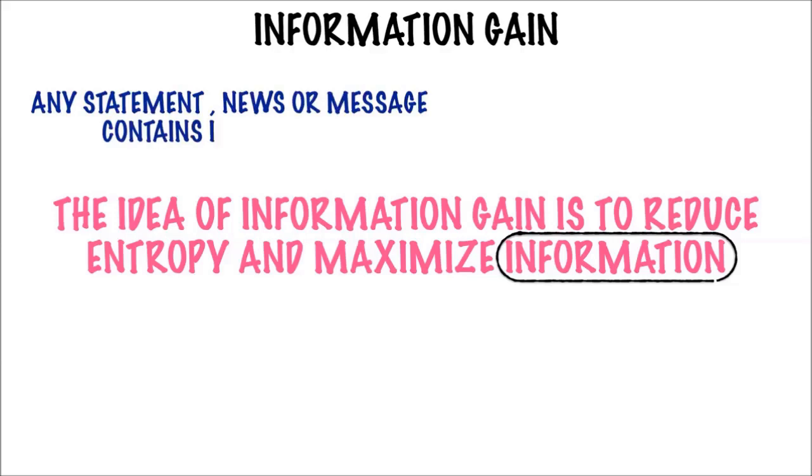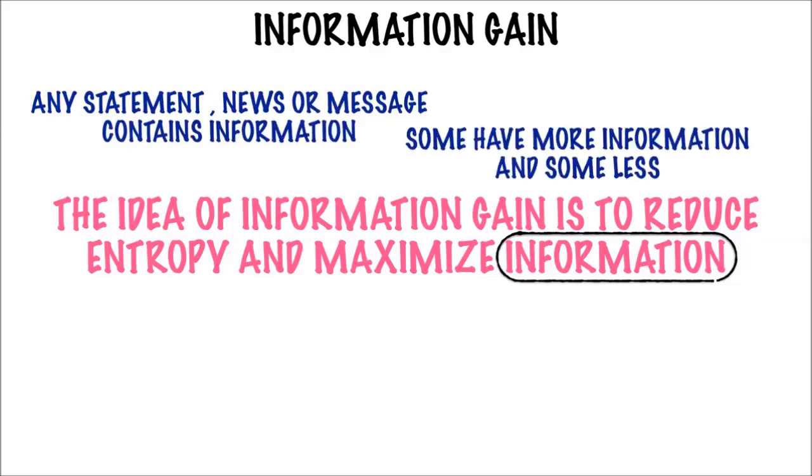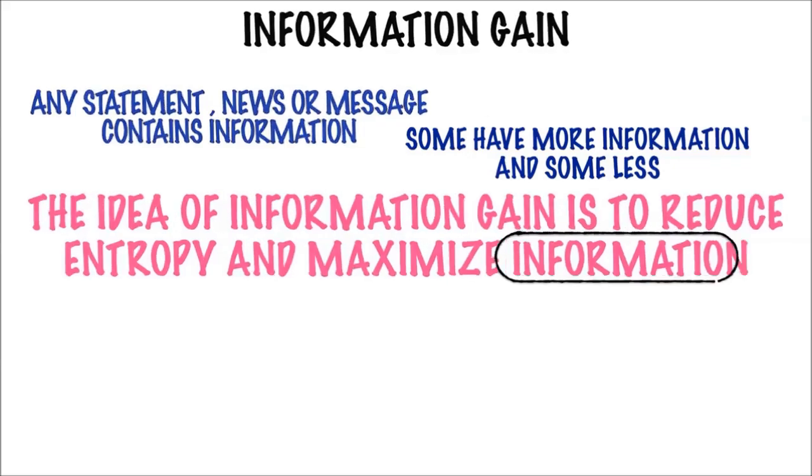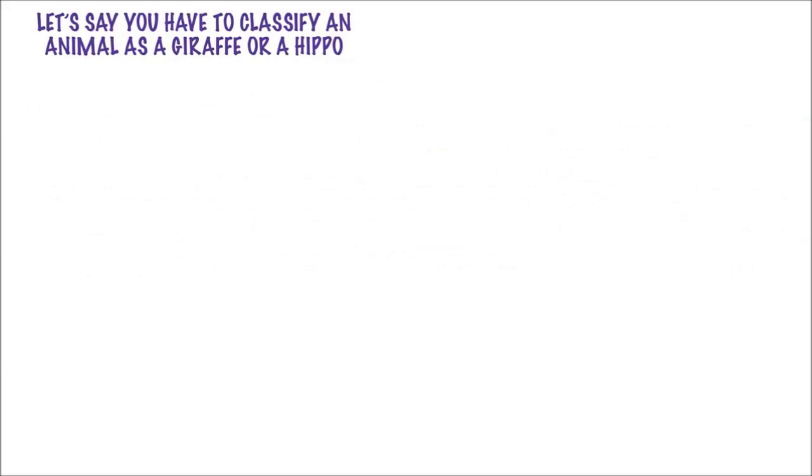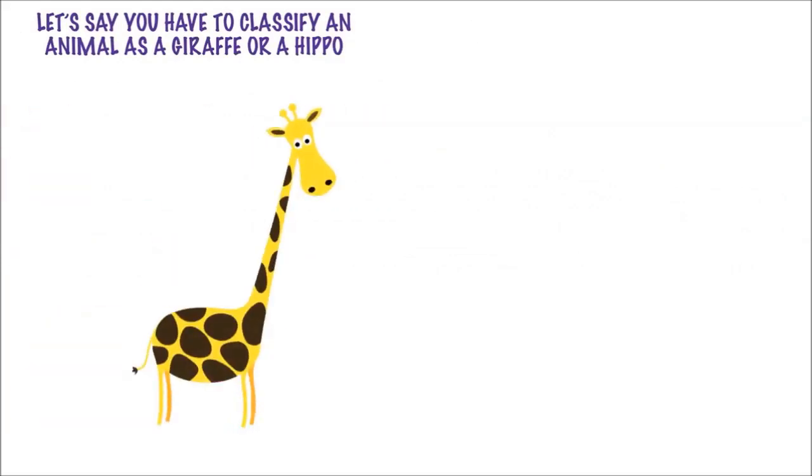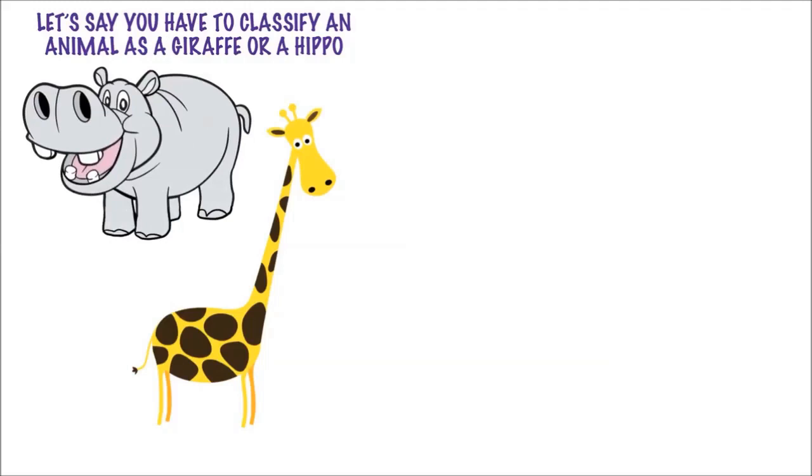Information is a mathematical measure for how much information a statement, news, or message contains. Now, intuitively, you will be able to understand that some statements have more information and some have less information. Let's look at an example to see what we mean here. So let's say you have to classify an animal as a giraffe or a hippo. So there are different data points that you might be looking for. Some are more important than others.